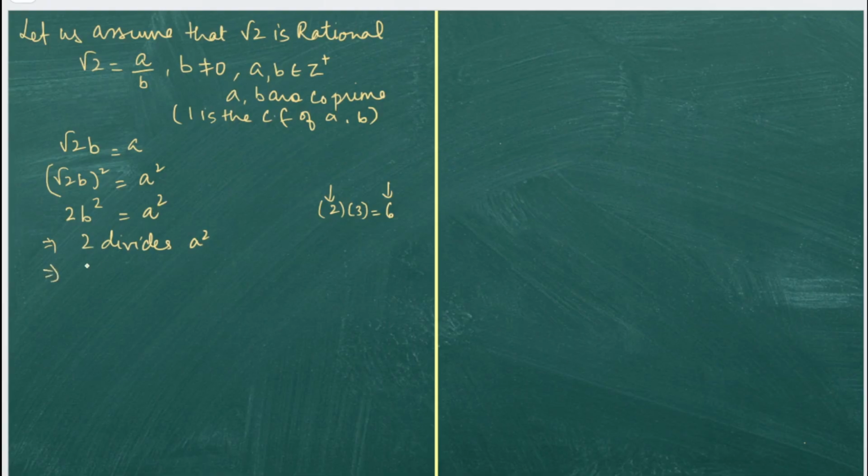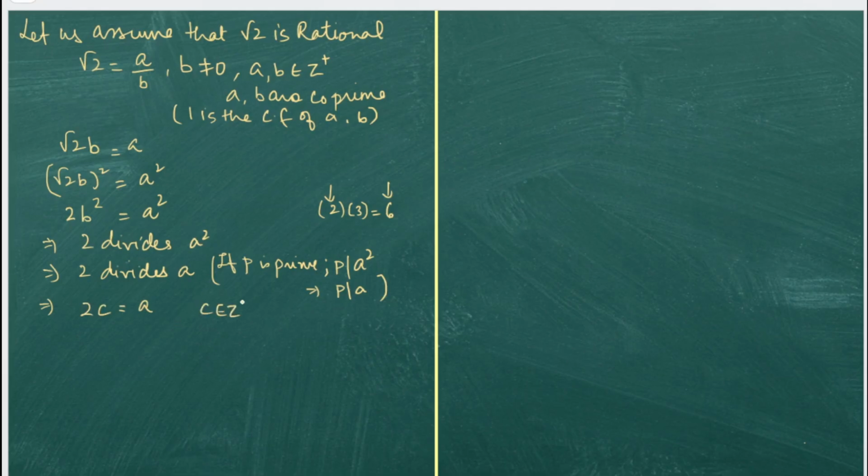If 2 divides a square, I can say that 2 will divide a as well. Now from where do we get this result? Because we know that if p is prime and p divides any other positive integer a square, then p will divide a also. So if 2 divides a square, then 2 will definitely divide a as well. This implies if 2 divides a, I can write this a as 2 times some other positive integer, maybe c. So c is the positive integer. Now 2c is equal to a.